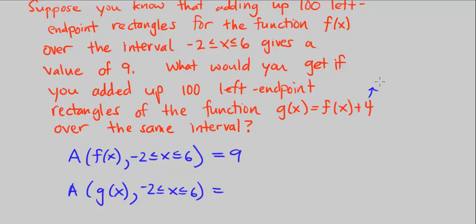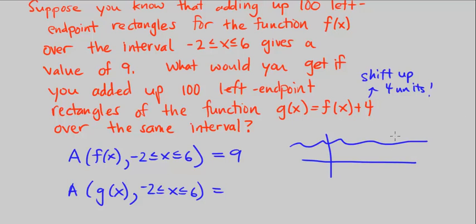The plus 4 means shift up 4 units, right? We don't know what f of x is exactly, but we know f of x is some curve. So I'm going to draw some random curve, and that's my f of x. Now, if I shift it up 4 units, everything goes up 1, 2, 3, 4 more units, and then my curve g of x is going to be up here.